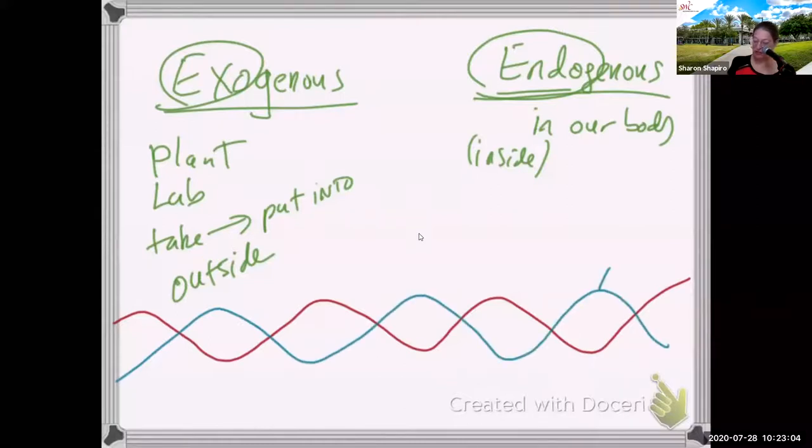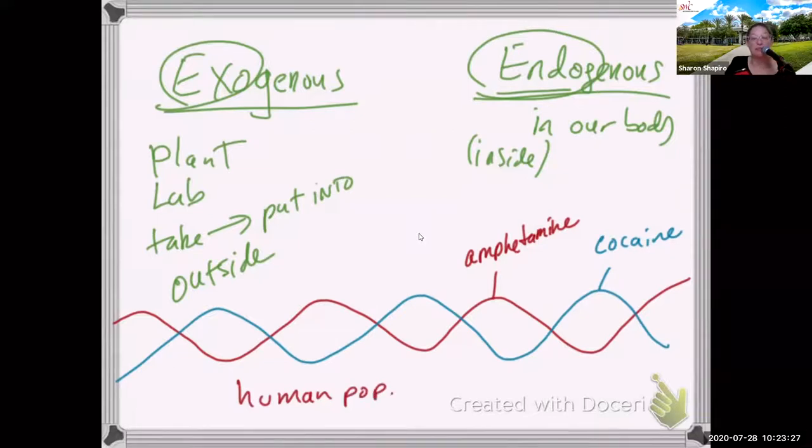If, let's say, the blue line is cocaine, the other line are the amphetamine molecules. And what we see is, if you go in history, at any given time, when you look at a human population, this is like sociology, it's also epidemiology, we don't abuse them at the same time in history.